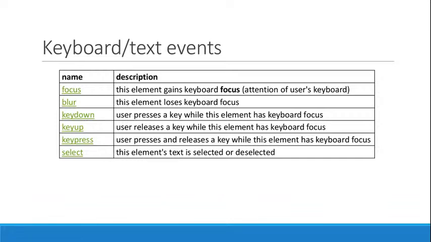So you can have focus, blur, where the element loses the keyboard focus. Then key down, when the user presses a key while this element has keyboard focus. Then key up, when the user releases a key while this element has keyboard focus. Then key press, when the user presses and releases a key while this element has keyboard focus. So these are all different events. Then you have select, when this element's text is selected or deselected.